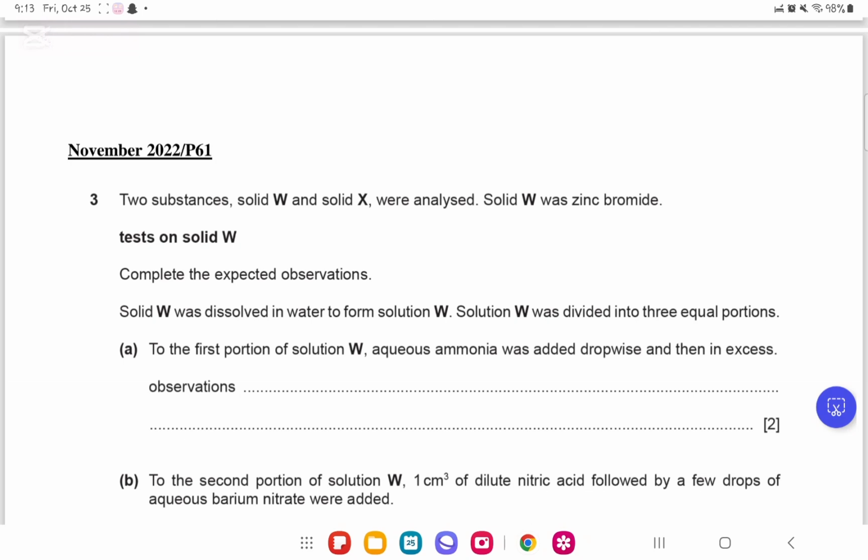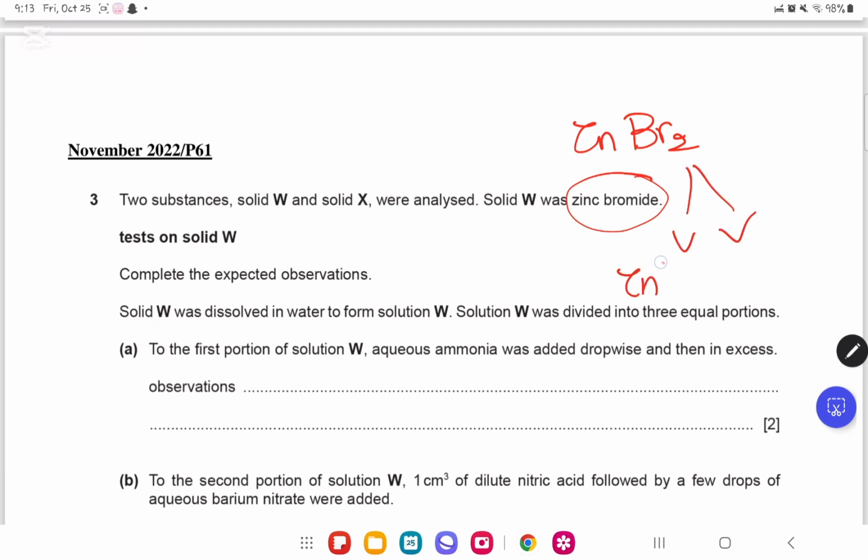So now we have November 2022, paper 61. We have two substances, solid W and solid X, that were analyzed. Solid W was zinc bromide. Zinc bromide is ZnBr2. If we break it into its ions, it becomes Zn2 plus and Br minus. So what did they do? They added ammonia, NH3, dropwise and then in excess, okay? Dropwise means like little drops, and then in excess means they put excess ammonia.